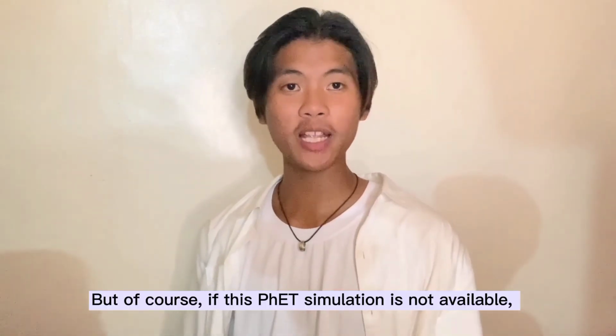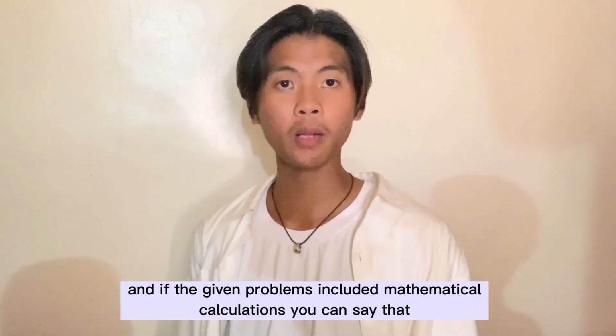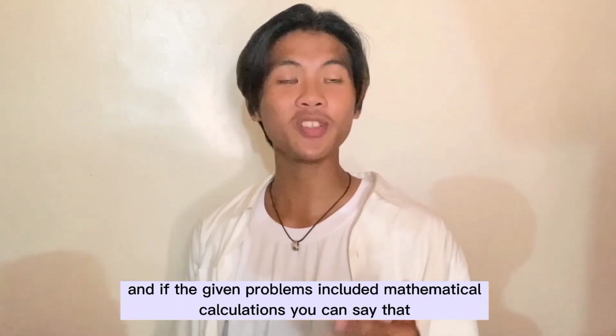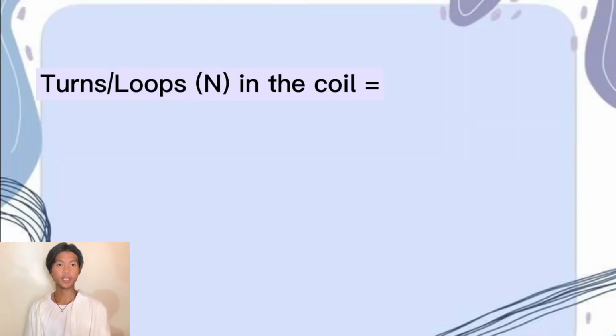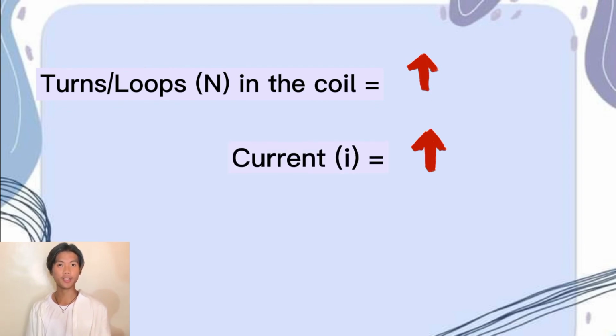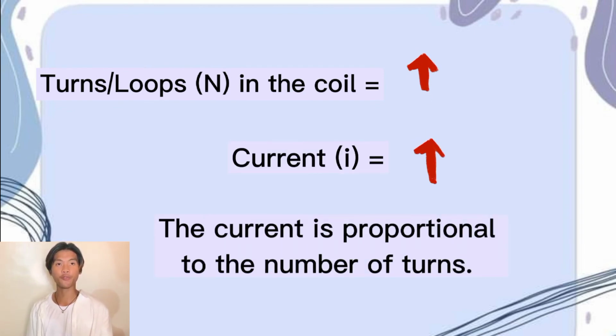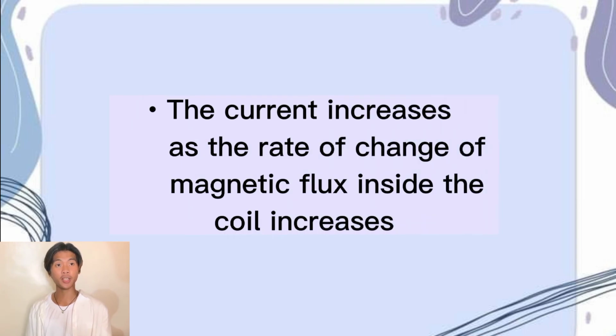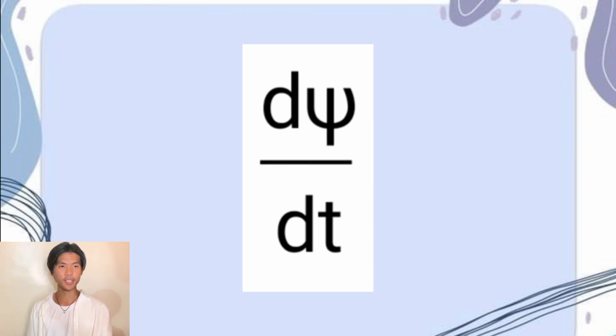But of course, if this PhET simulation is not available, and if the given problems include mathematical calculations, you can say that as the number of turns or loops in the coil increases, the current increases. The current is proportional to the number of turns. We can also say that the current increases as the rate of change of magnetic flux inside the coil increases, which is represented by dψ/dt.